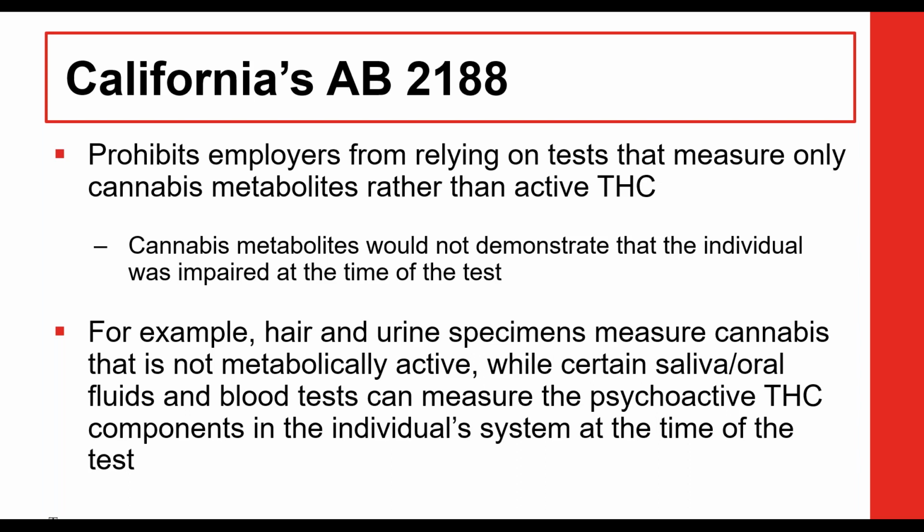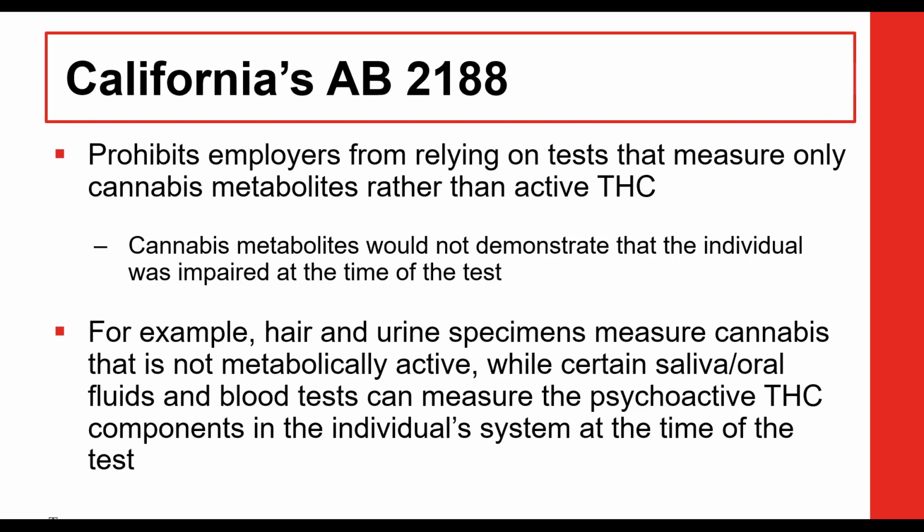They also prohibit employers from relying on tests that measure only cannabis metabolites rather than the active THC that Hannah mentioned before. According to California, metabolites in and of themselves will not demonstrate that the individual was impaired at the time of the testing. It could be a situation where the employee legally used marijuana a couple of days before, over the weekend, or while they're on vacation. They come back and it's still showing trace elements in their system. In that situation, California says you can't test for that, and you can't use that as a basis to take an adverse employment action against an individual.